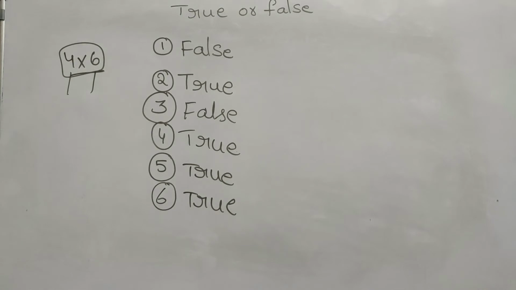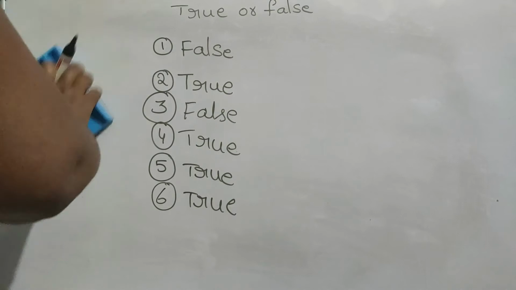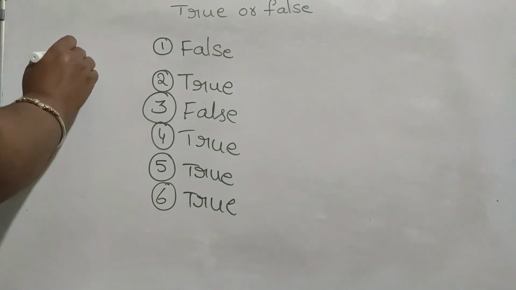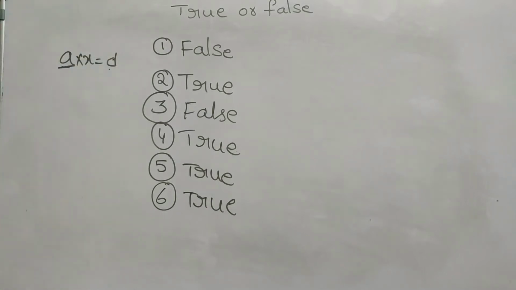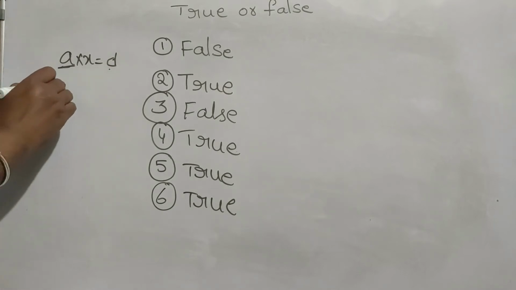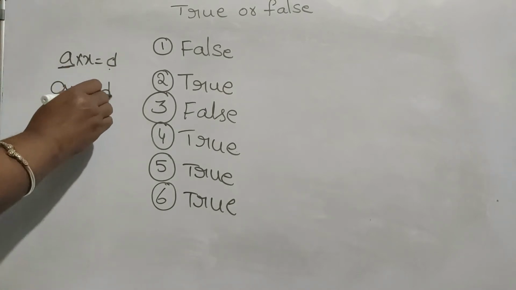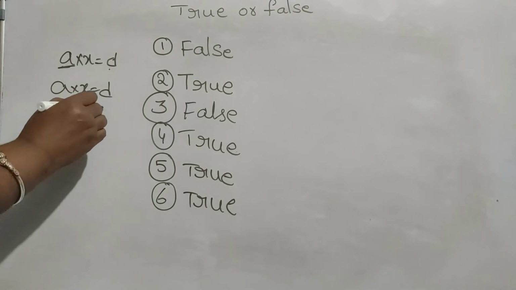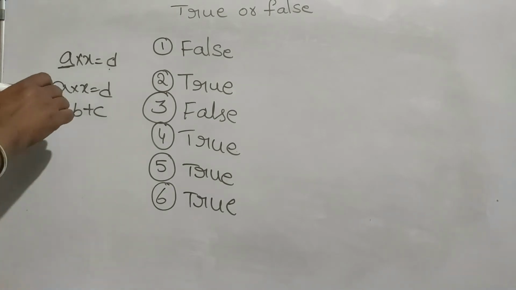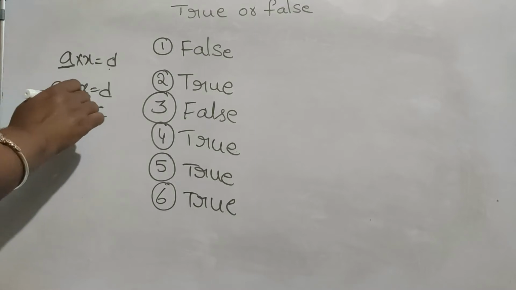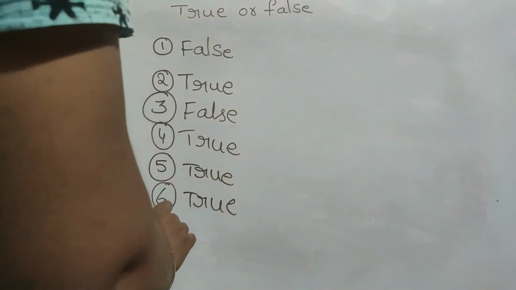Next statement: if A is a factor of D, A into something is D, and D is equal to B plus C, then A is a factor of both B and C. A is not necessarily a factor of B and C also. This is a false statement.